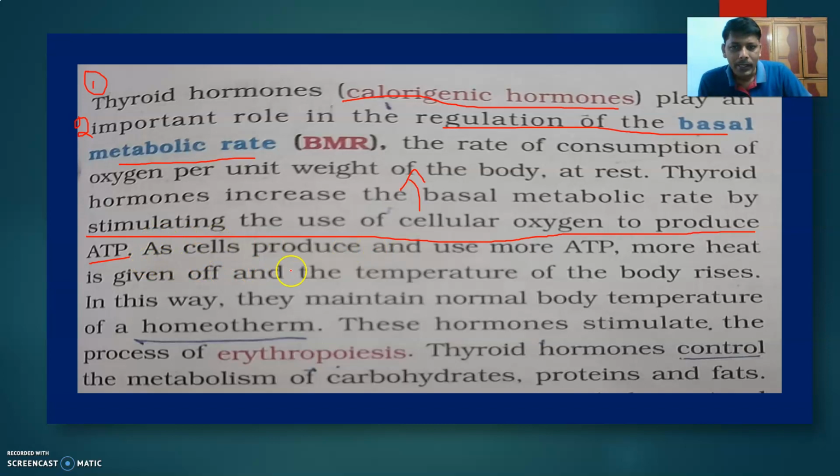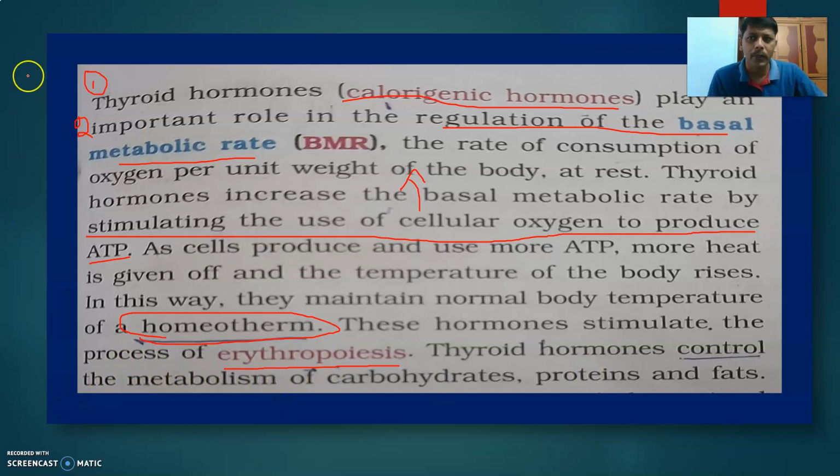As cells produce and use more ATP, more heat is given off and the temperature of the body rises. In this way, they maintain normal body temperature of the homeotherms. What are homeotherms? Homeotherms are also called endotherms, the warm-blooded animals.